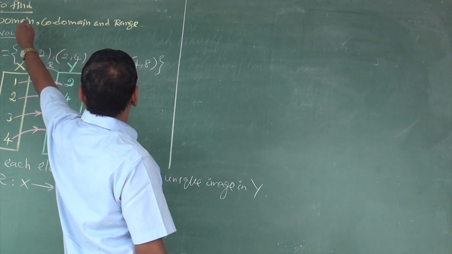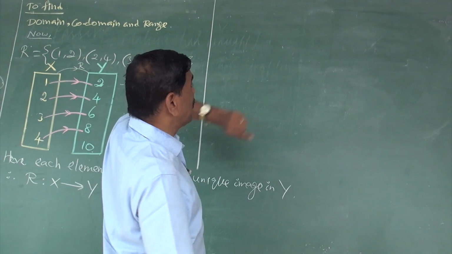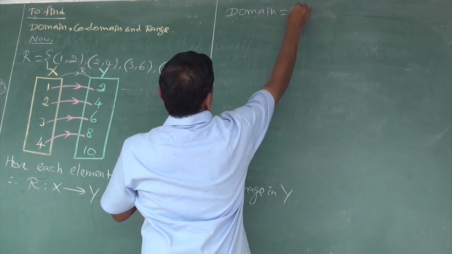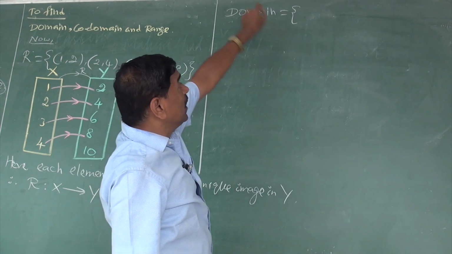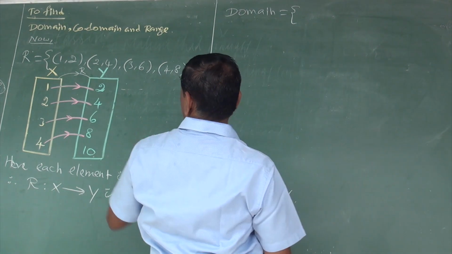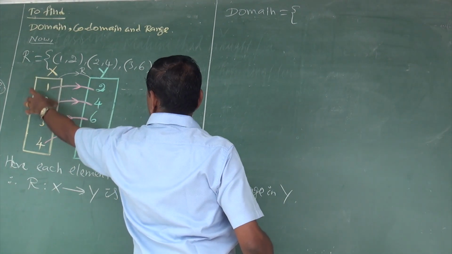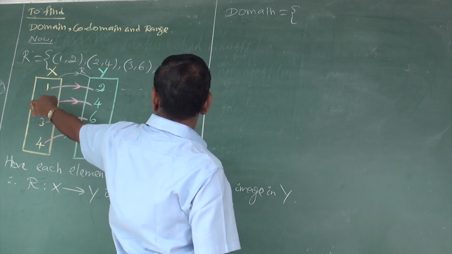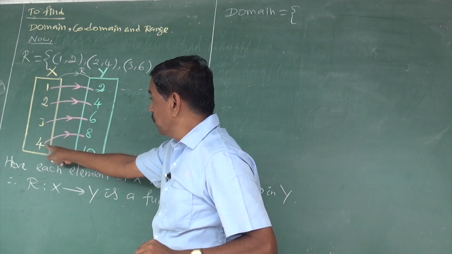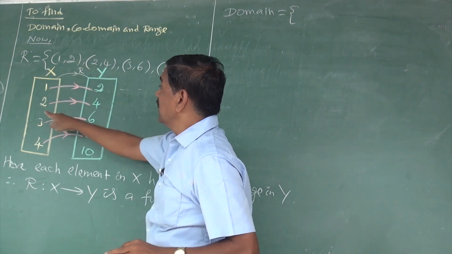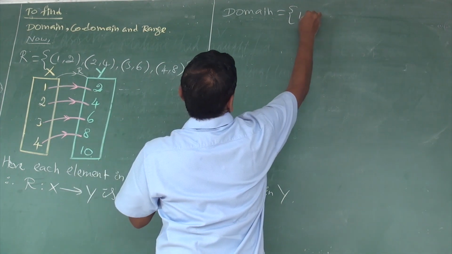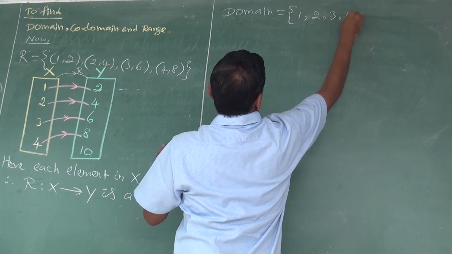Now, let us move to the second part. In part 2, we want to find the domain of the function. In a function, domain is given by all the first set elements. See, from the arrow diagram, domain is equal to all the first set elements. What are they? Yes, 1, 2, 3, 4. So, domain of the function is 1, 2, 3, 4.